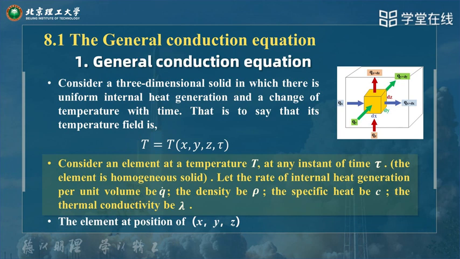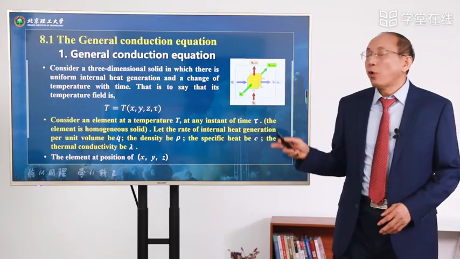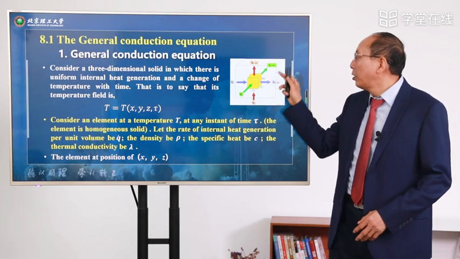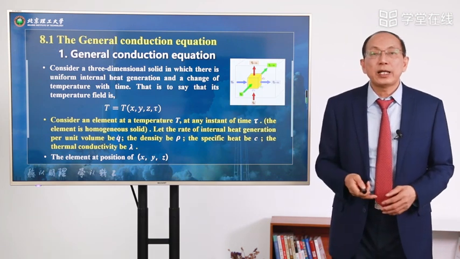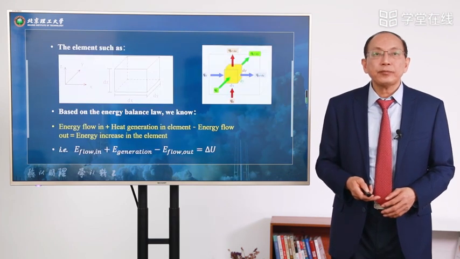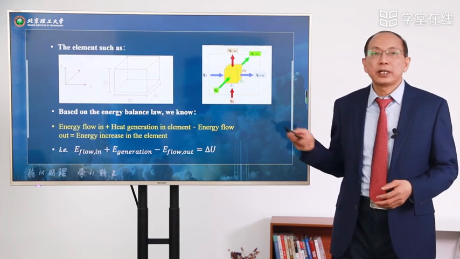The density of the element is rho. The specific heat is C. The thermal conductivity is lambda. We think the element position is at x, y, z. So we select this element to consider and analyze. Here is the element like this.